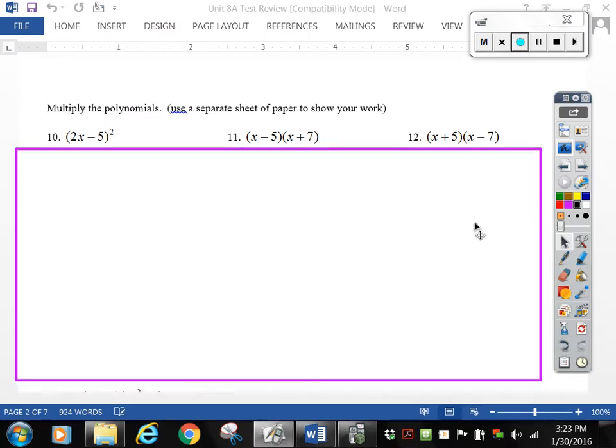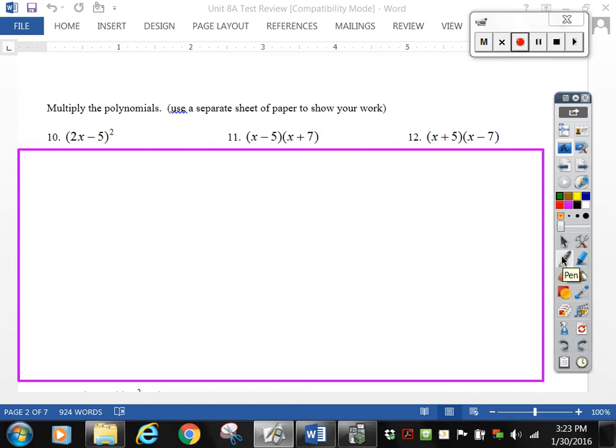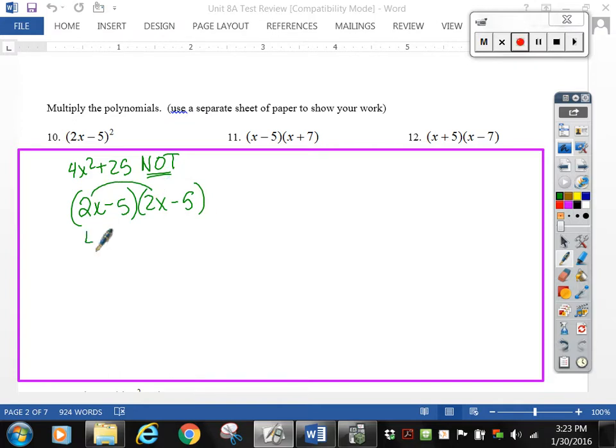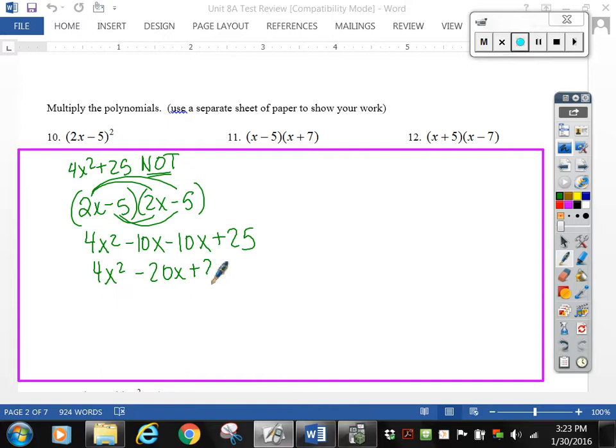Okay, now let's practice doing some polynomial multiplication. Okay, so right here, a lot of people look at this and say this is 4x squared plus 25. Not. Okay, why not? Because technically this means 2x minus 5 times 2x minus 5. So 2x times 2x is 4x squared. 2x times minus 5 is minus 10x. Minus 5 times 2x is minus 10x. Minus 5 times minus 5 is plus 25. Add my like terms and I get 4x squared minus 20x plus 25.